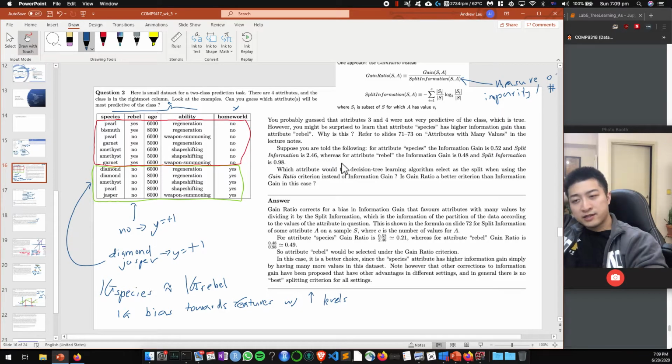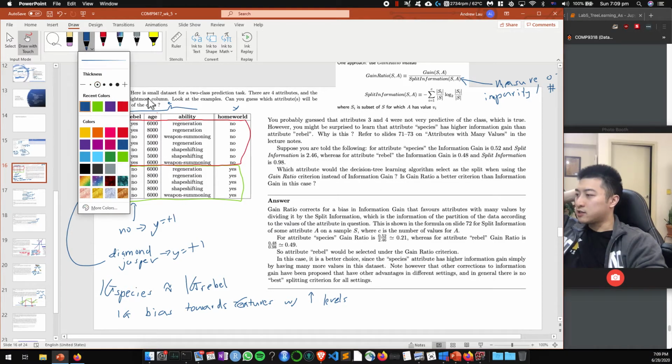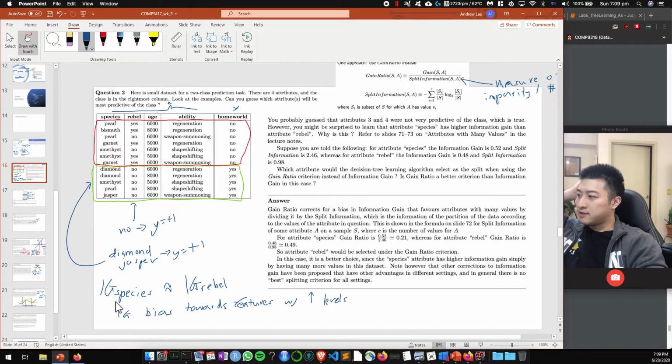Okay, so the question then is, how do we measure this, right? We can use our information gain, as we learned before in an earlier slide. We can calculate the two of them. But interestingly enough, the information gain for Species and Rebel is quite similar. They've calculated for us as 0.52 and 0.48. Then you're like, okay, it's kind of similar. What do I do? Look, I know that Species is higher, but wait, hold on a minute.